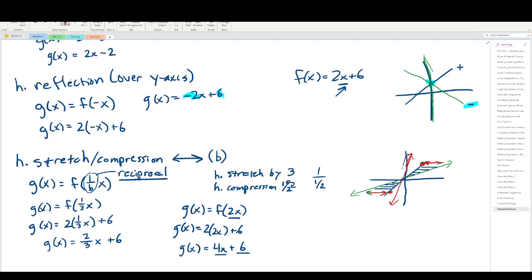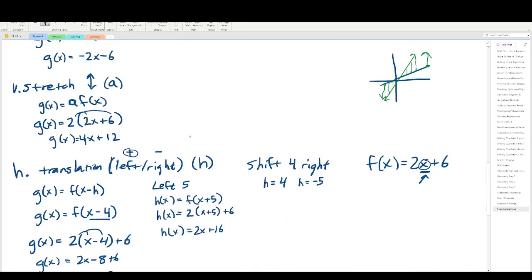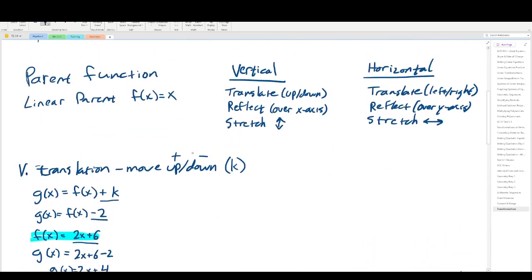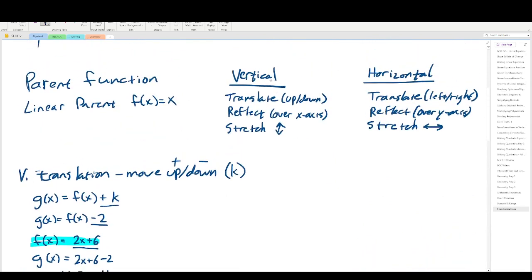So that is all our kinds of transformations. Let's recap them real quick because that was a lot of stuff, and then we'll wrap up. So we said that we had 2 kinds of changes, horizontal and vertical. Vertical makes sense, horizontal are kind of weird. We learned about the linear parent function f of x equals x, so you could think of every line as being a transformation of that one parent function. So my 2x plus 6 is a transformation of the parent function by doing a vertical stretch of 2 and a vertical translation of 6 up.